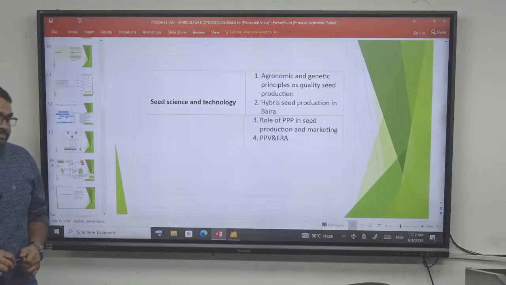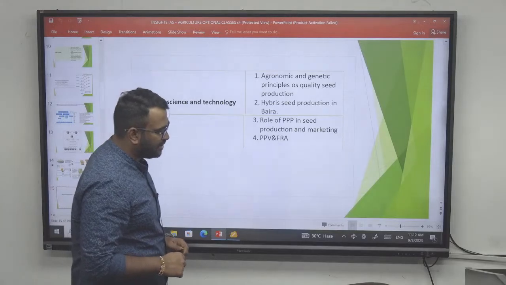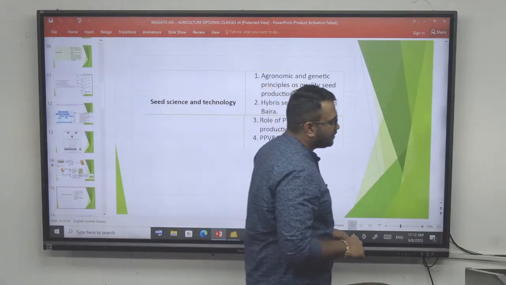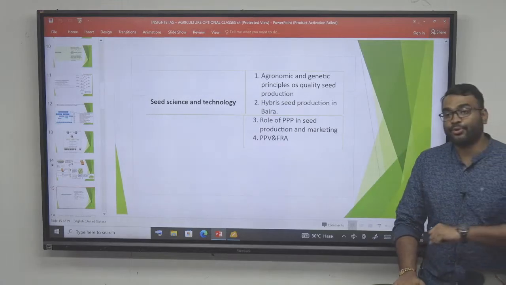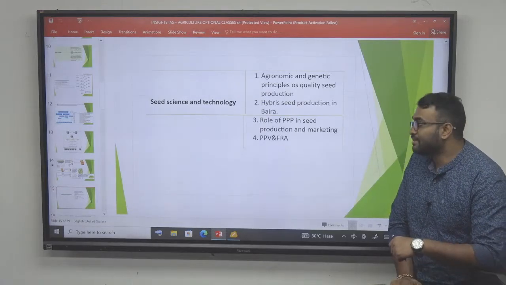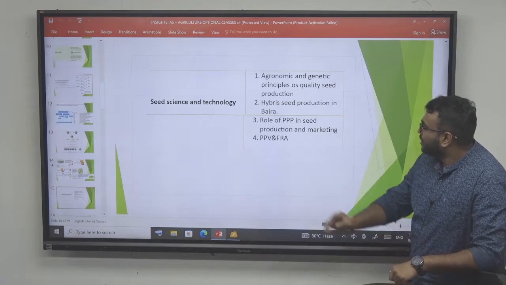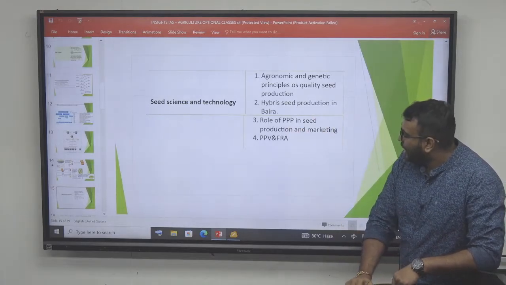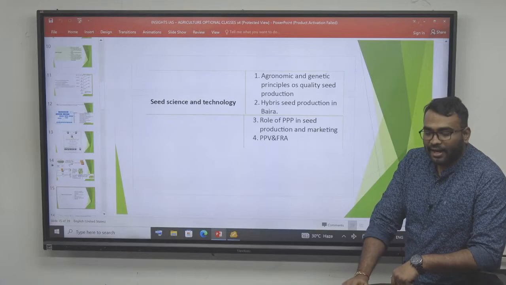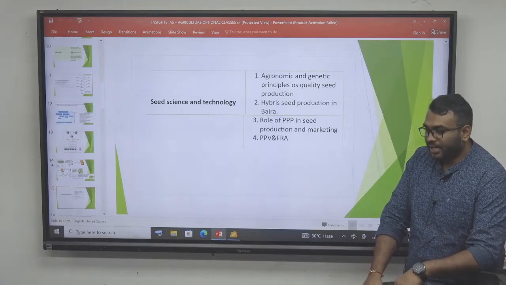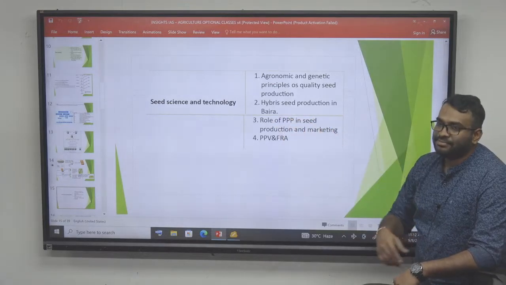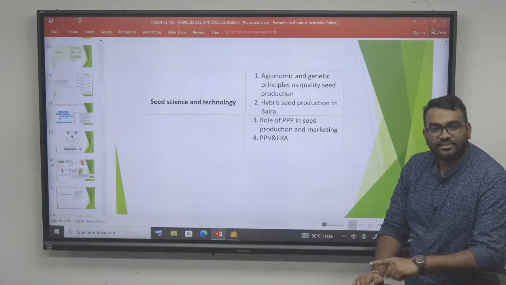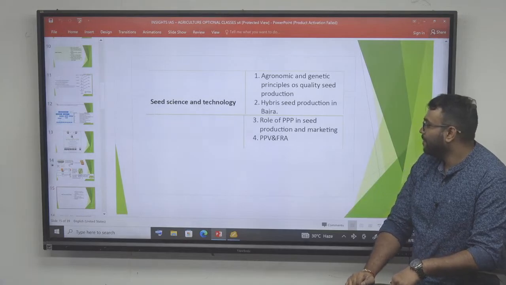Under seed science and technology, these are the important parts. One is principles of seed production, the genetic and agronomical principles, where isolation distance and how to maintain genetic purity, all those aspects will be covered. Next one is, okay, the spelling mistake is there, it is hybrid seed production in bajra. Not just bajra, even rice and maize are there, but since this has been asked once, you can look at rice also. That is again one of the important crops.